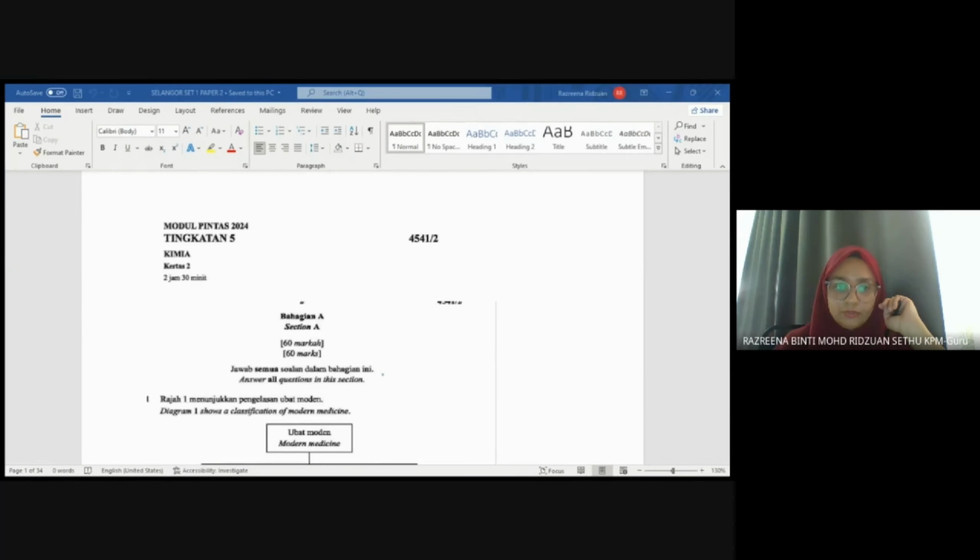Okay, hi. Today we are going to discuss the kertas peperiksaan percubaan SPM Negeri Selangor Modul Pintas 2024 Kimia Paper 2. Okay, let's start. Section A.